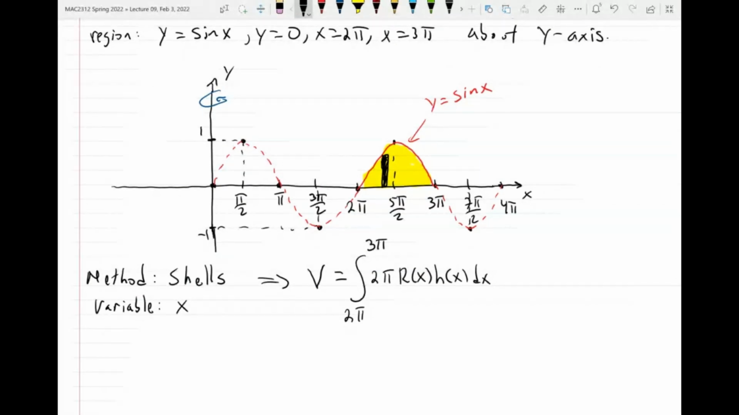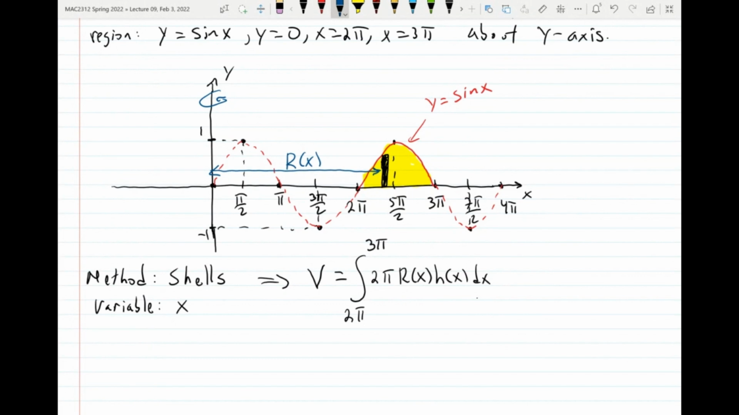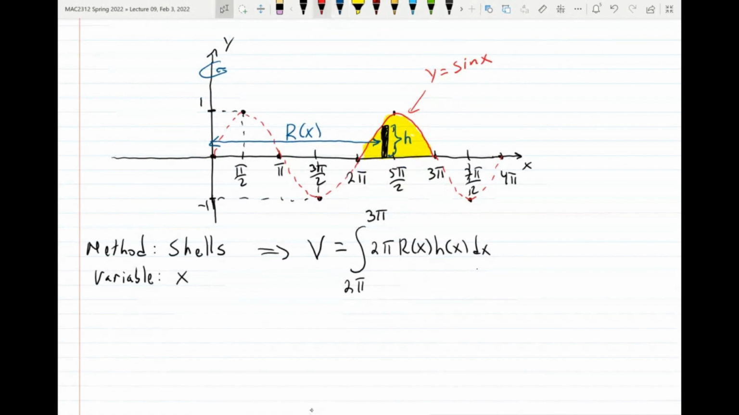Okay, so now let's go back to the picture because our job is to figure out what is R and what is H. So let's see, in the picture, R, remember, is the distance between your rectangle and the axis of rotation. So this right here is R of x. Okay, that's R. And then H, in this case, is the height of the rectangle.